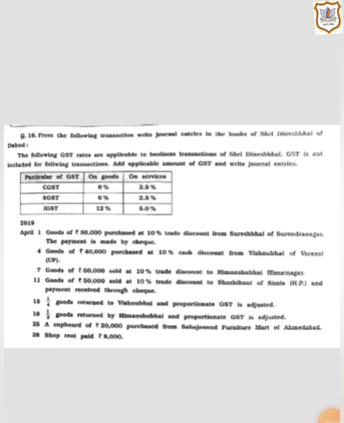On the 7th, goods of rupees 60,000 sold at 10% trade discount to Himanshu Bhai, Himmatnagar. As this is a credit transaction, Himanshu Bhai's account, that is a personal account, is definitely going to be affected. Himmatnagar and Dahod are both in Gujarat state, so this is the case of intra-state supply. So both CGST and SGST will be applicable.